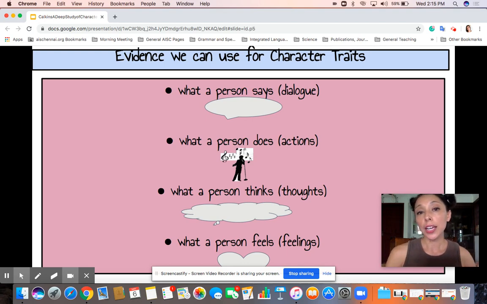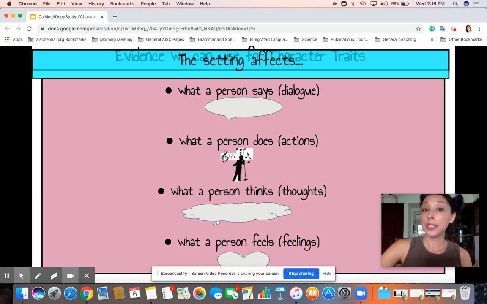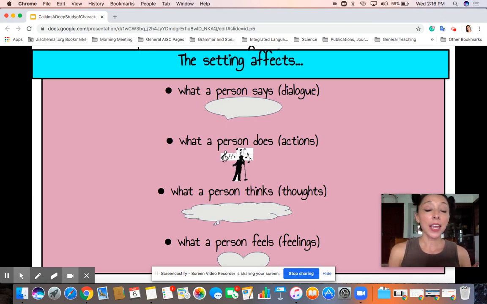Now, the chart that you see on the screen is the same chart that we used when we were collecting evidence for the character traits of our characters. We can use the things that characters say and do, think, and feel as evidence of their character traits. But did you know that the setting of a novel or a movie or even the setting of our real lives affects what people and characters say, do, think, and feel?